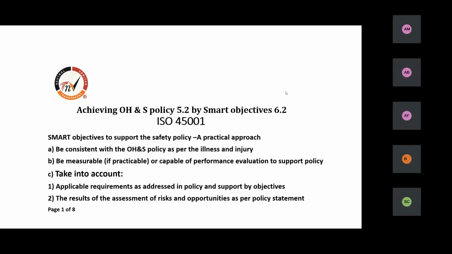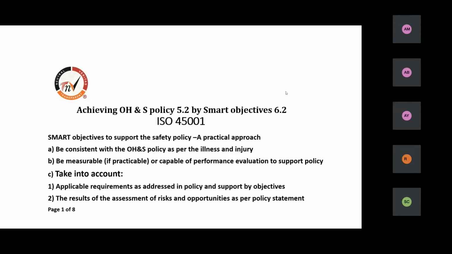For the discussion on the achievement of safety policy, clause 5.2. You see, today we will be discussing total practical situations of how occupational health safety policy can be achieved by smart objectives. We have been discussing these chapters separately earlier and in other webinars also. Policy has been discussed separately, objectives have been discussed separately, and brief interrelation has also been discussed.